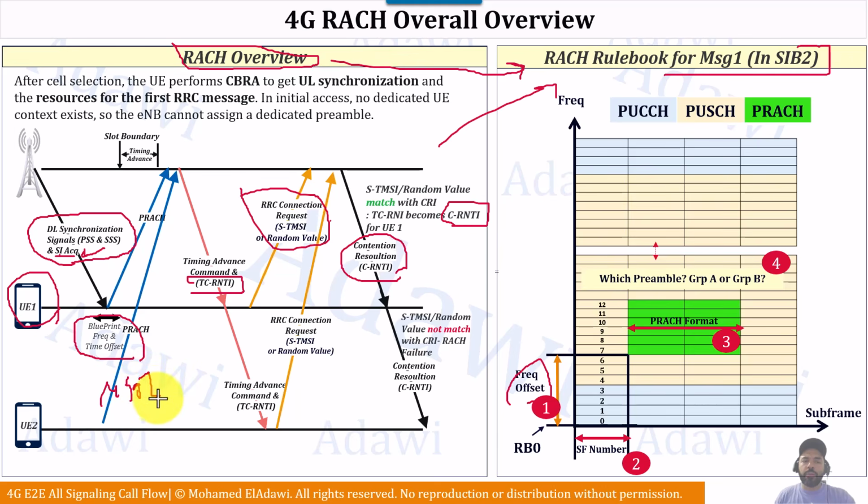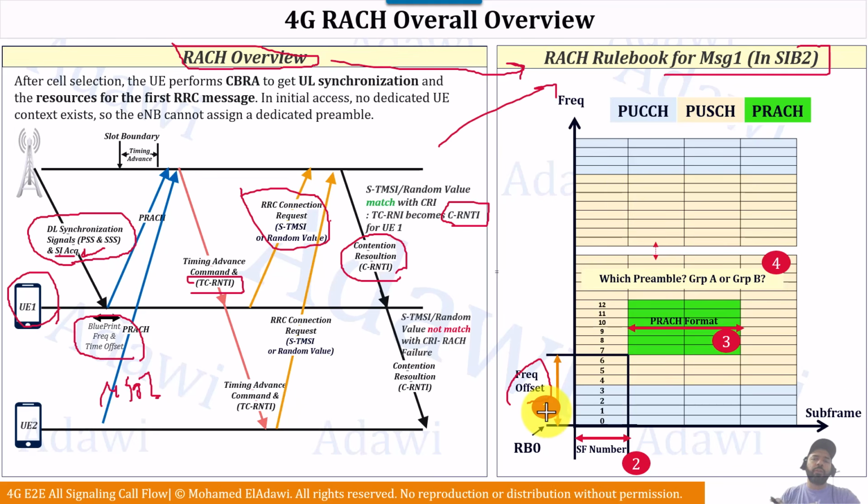Usually here, the user doesn't have any previous scheduling or any previous information, I mean PDCCH or any grant, telling him at which resources to send. So there should be something beforehand telling the user the exact locations in the frame and in the frequency where he is going to use his PRACH, the first message. And I told you, you'll find it within SIB2.